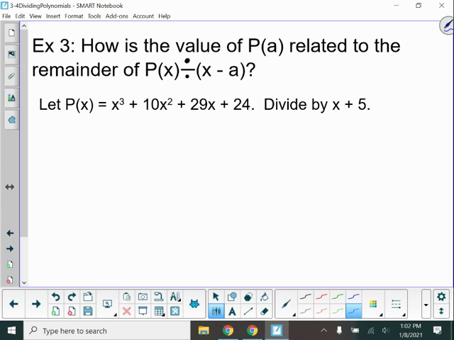Second video for 3-4, dividing polynomials, and this picks up with example 3. We want to know how the value of p of a is related to the remainder of p of x divided by x minus a. So we have this example here.